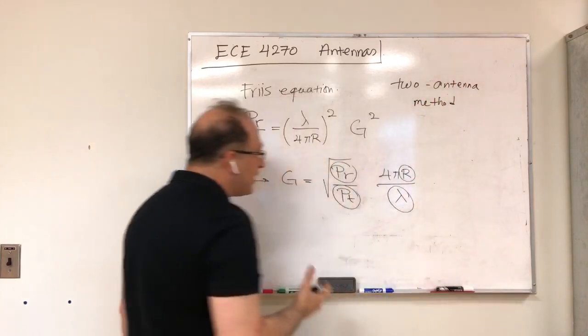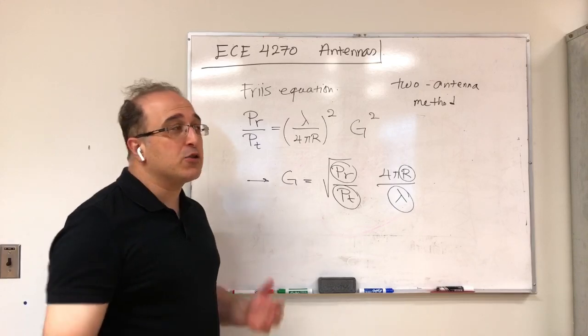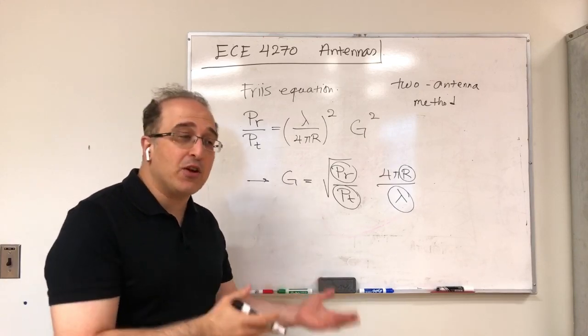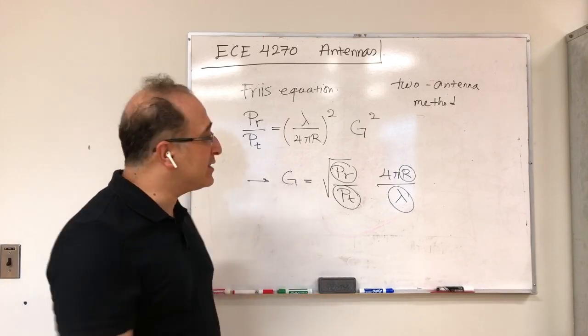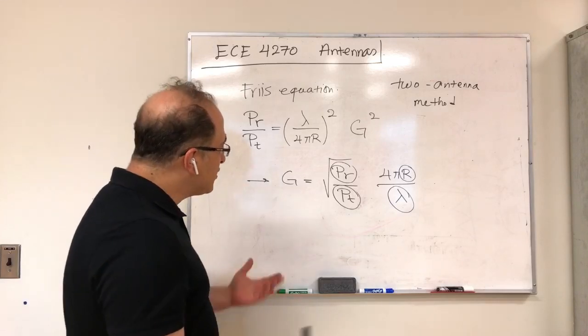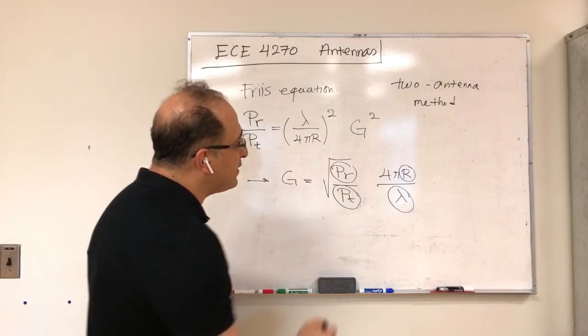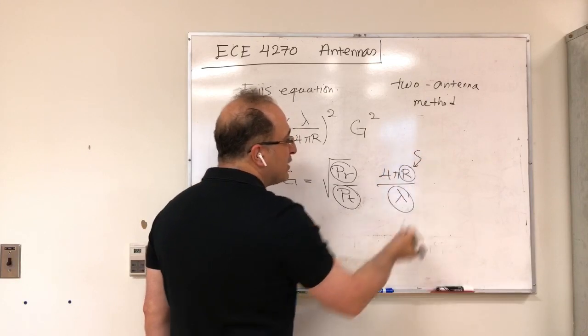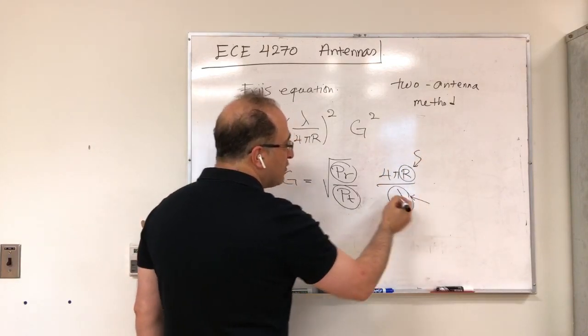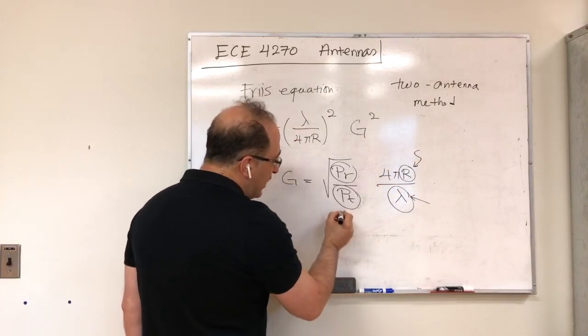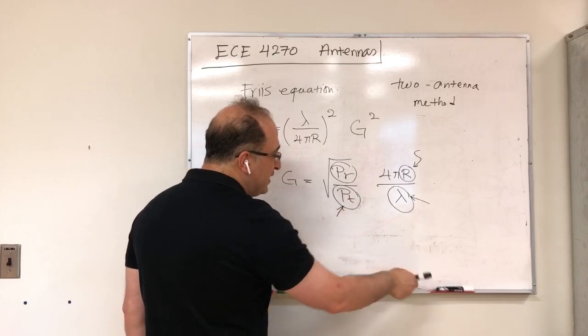And if you do that, now you know the gain of your antenna, so you can later on use it as a standard gain for a gain comparison method. Now, the question is, how do we find that? This is just simply by performing distance measurements. You know the frequency, so you know that. But I'm just going to talk a little bit about PT in our case.